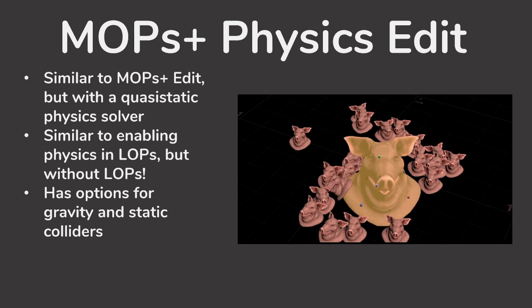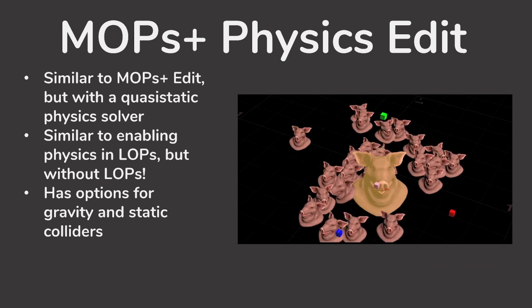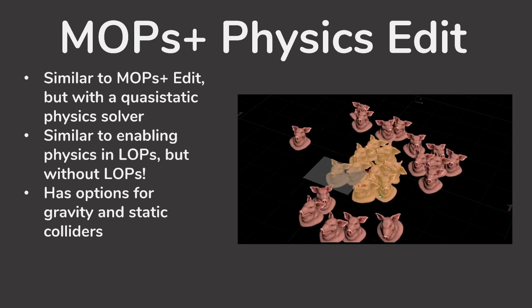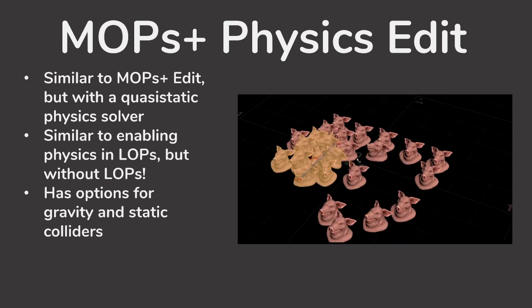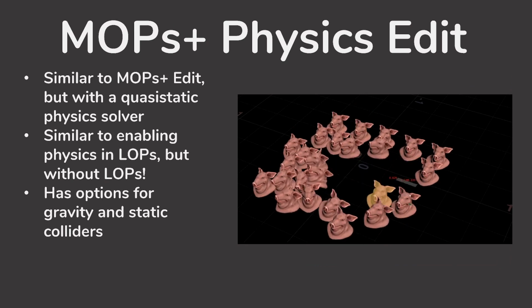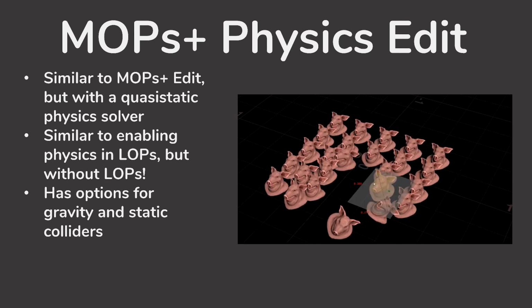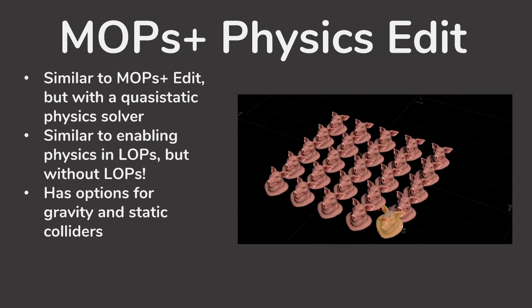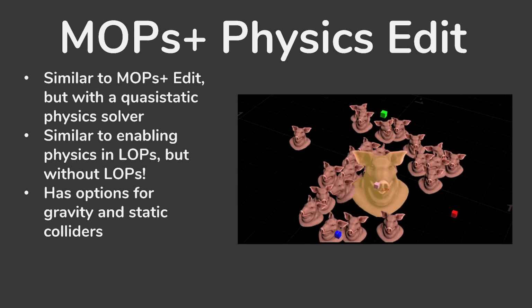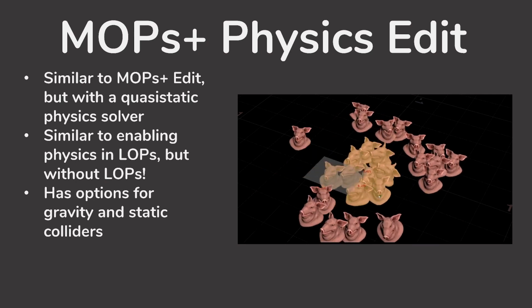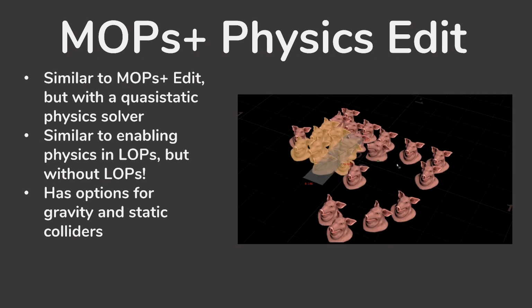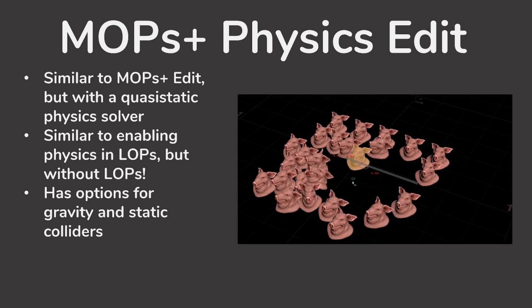MOPs Physics Edit is a bit like enabling physics in LOPs, but this is all in SOPs. It uses a quasi-static bullet solver to resolve collisions between objects while you drag them around. This can be really helpful for quickly making piles or messy layouts that have a more natural arrangement of objects than you would with a typical scatter. We'll start this tutorial by taking a look at MOPs Edit and then move on to the slightly more complicated MOPs Physics Edit. They're both pretty easy to use once you get the hang of them, though.